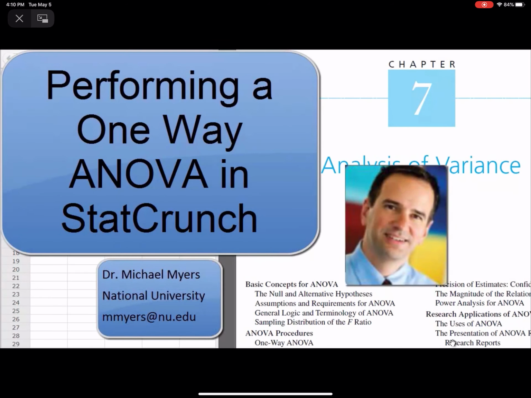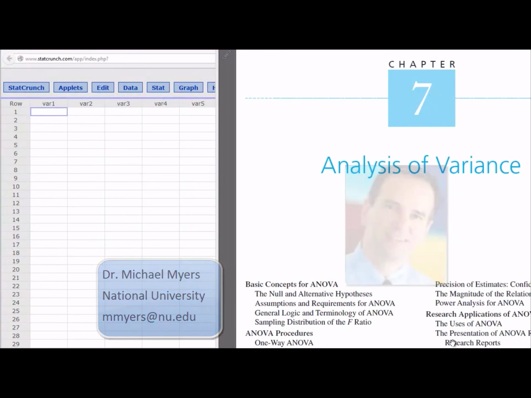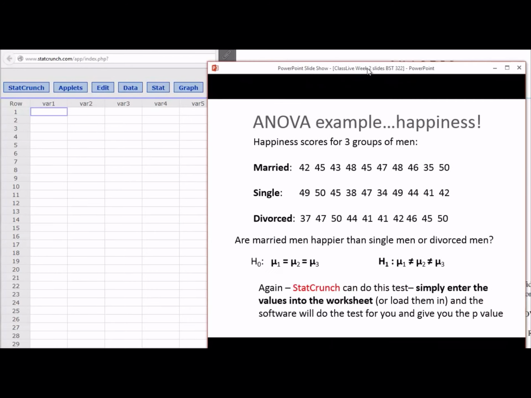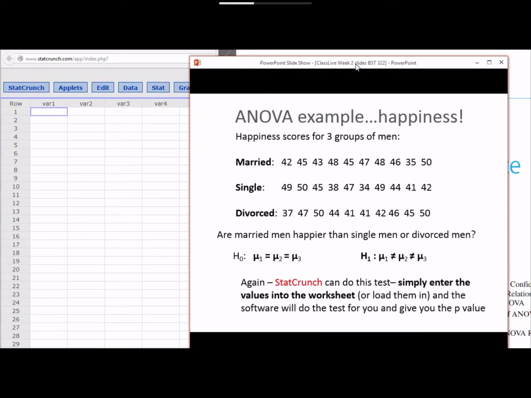Hello, this is Dr. Michael Myers, Associate Professor of Health Sciences at National University. In this short video presentation, I'm going to show you how to do a one-way analysis of variance, or an ANOVA, in StatCrunch. In our previous examples in this video series, we've been talking about analyzing data with the t-test using one sample, so we have means from one group, two sample, having means from two groups, and now we're going to look at three groups. So when we have three means to compare, we use an ANOVA. In my class, I use a simple example of three groups of men.